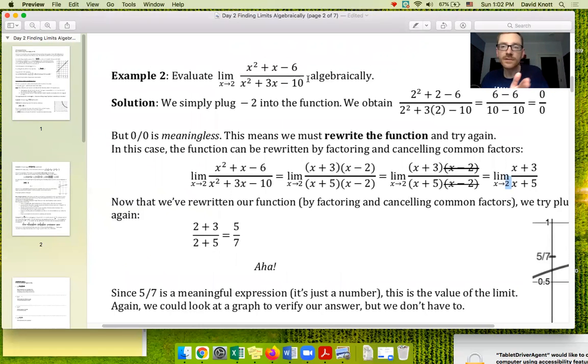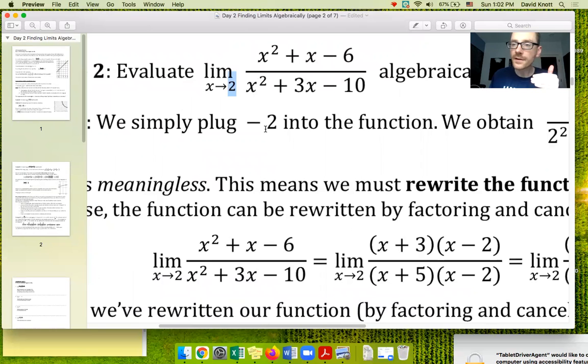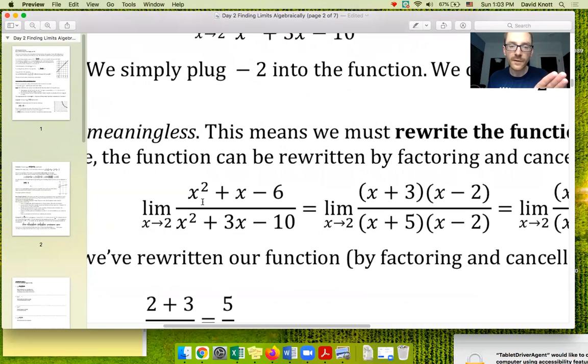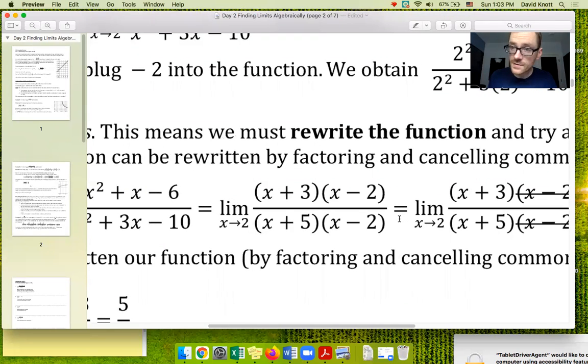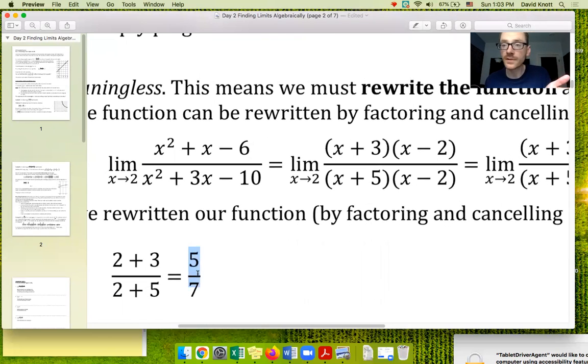So what happened in this example? Well, we plugged in 2, and we got 0 over 0, which tells us that we need to simplify the function. So I simplified the function by factoring and canceling common factors. And then after you're done simplifying, you try plugging the number in again. And hopefully the second time around, you get a reasonable actual number. And we did. We got 5/7. So that's the value of the limit.